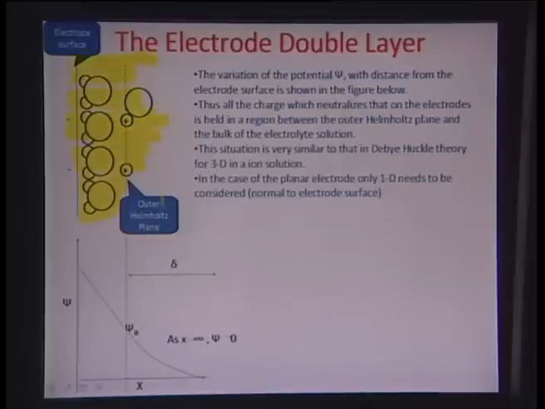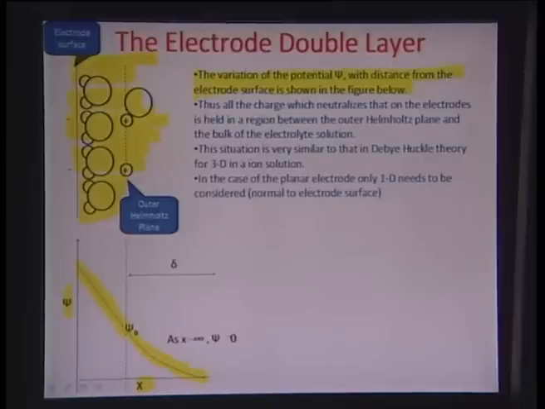Okay. So, a couple of interesting things are that if we plot the potential with respect to the distance, the variation of the potential, let us say psi in this case, with distance from the electrode surface is linear as long as it is within the inner solvation shell or layer, and then it falls down rapidly into the bulk as it crosses the outer Helmholtz plane.